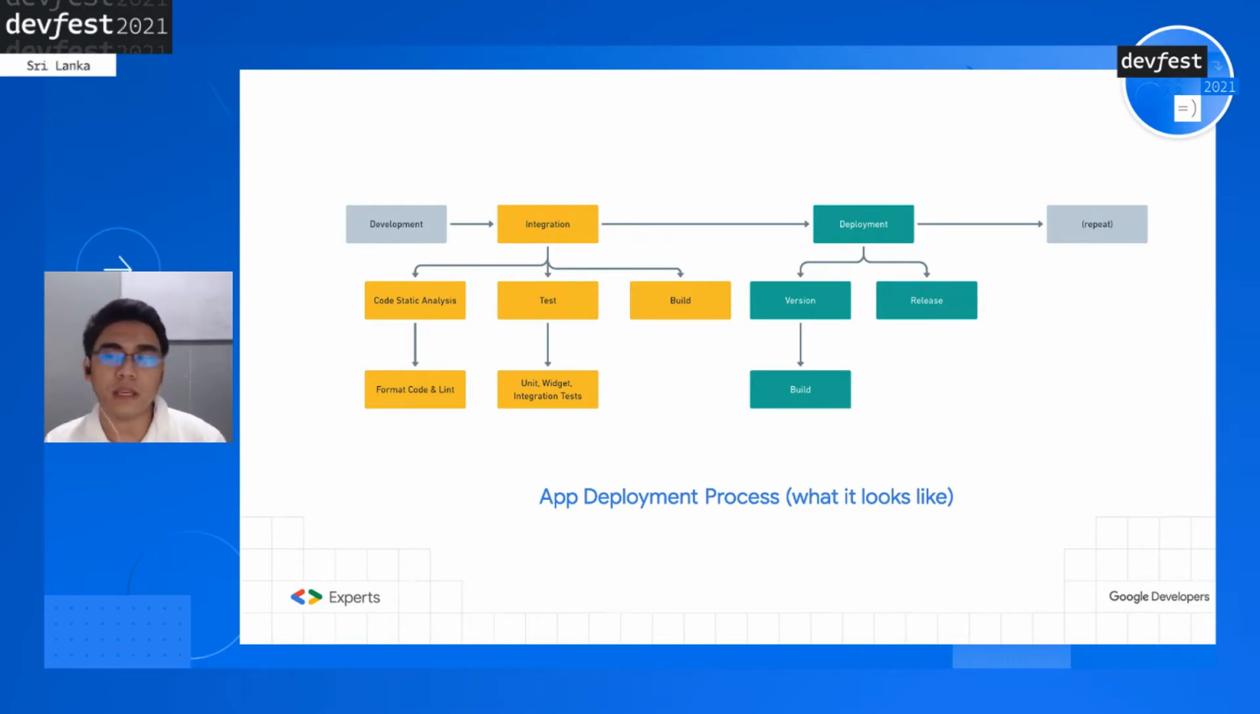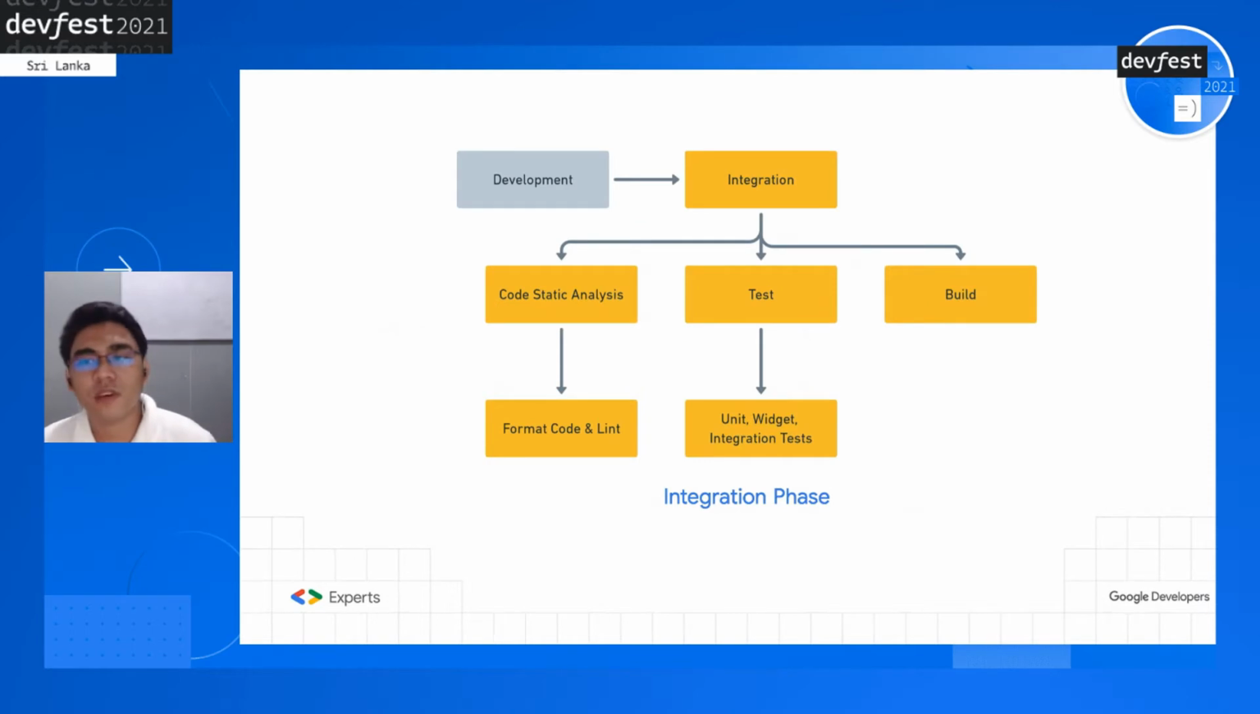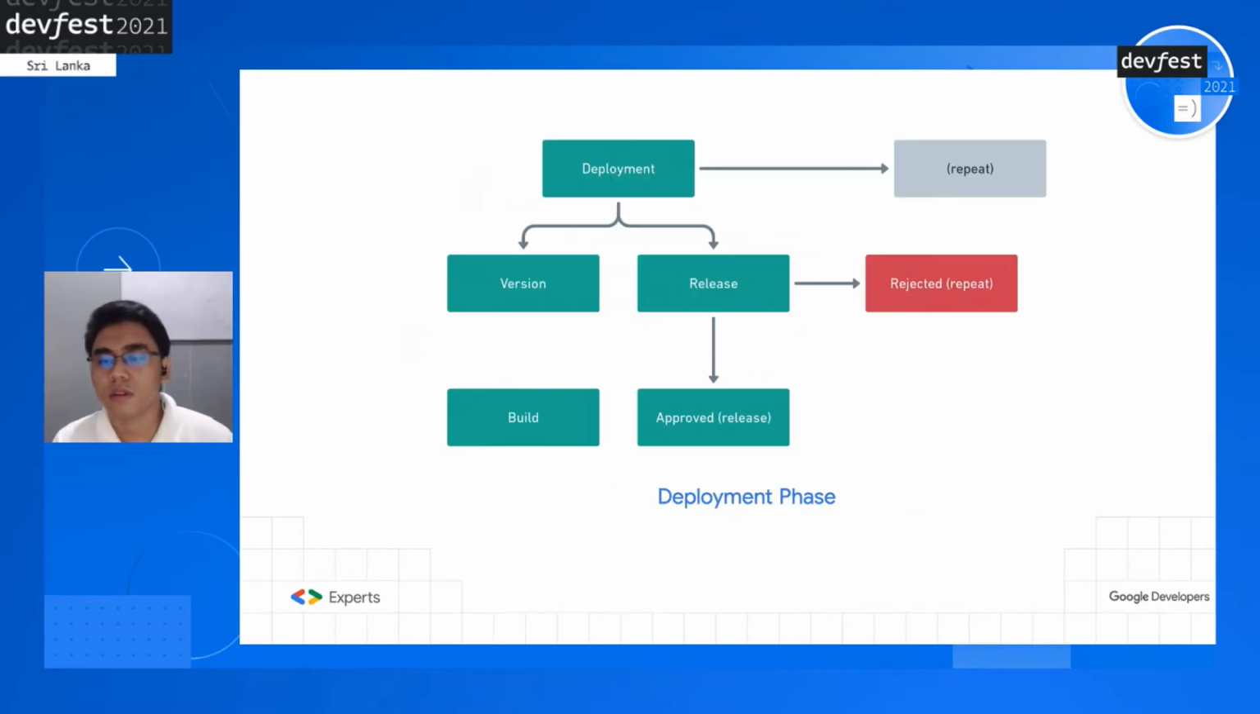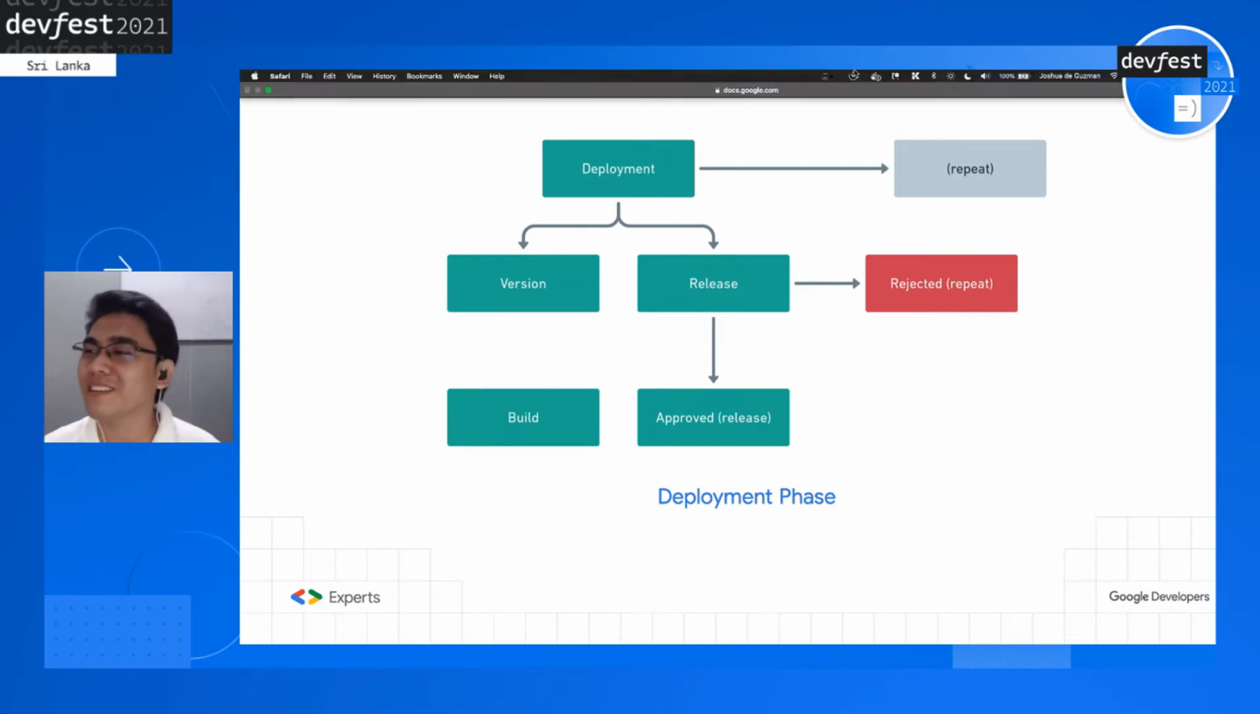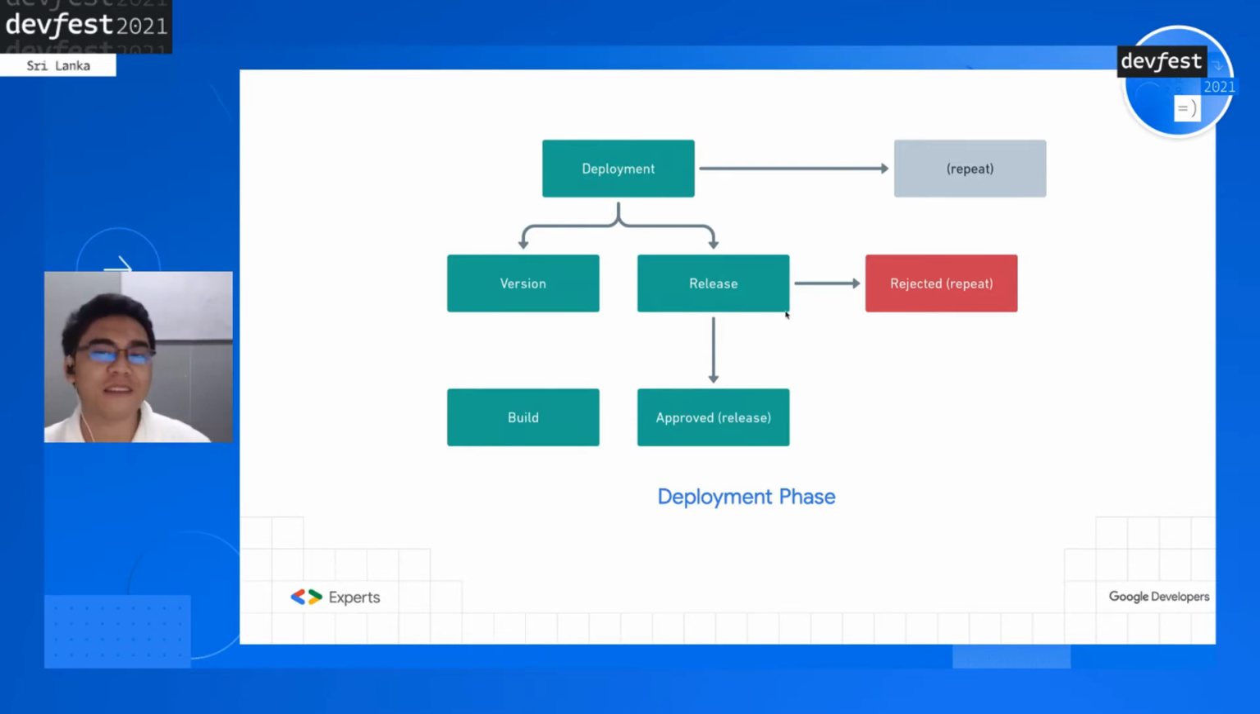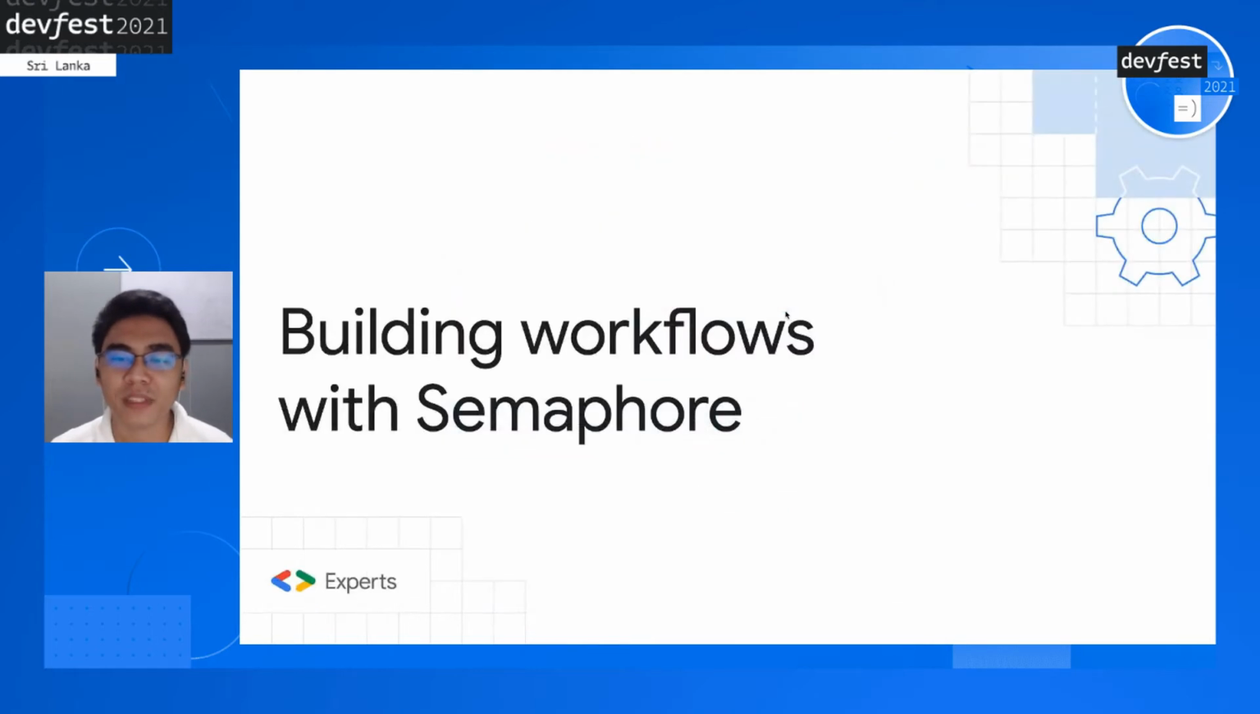And the cycle repeats: the integration phase, then the deployment phase. Every time you try to release, if it gets rejected, you have to repeat the cycle again, because you'll either have to cherry-pick a fix or remove the specific commit that introduced the bug. That's a difficult task, doing cherry-picking, so you'll really have to be careful with that one.